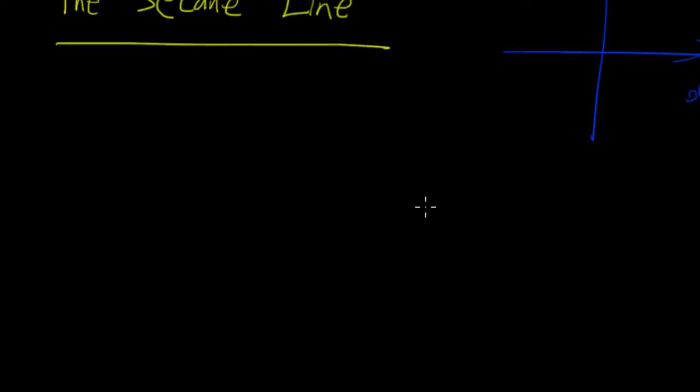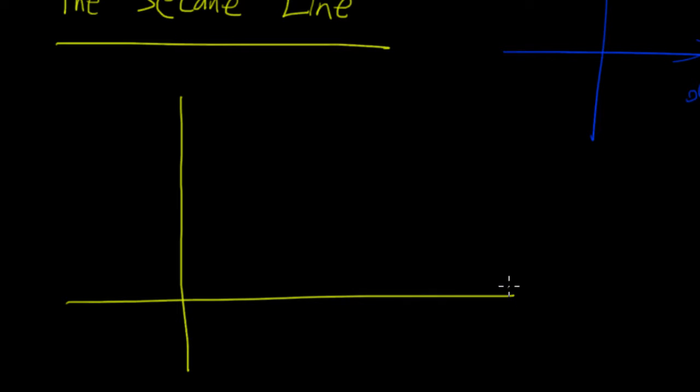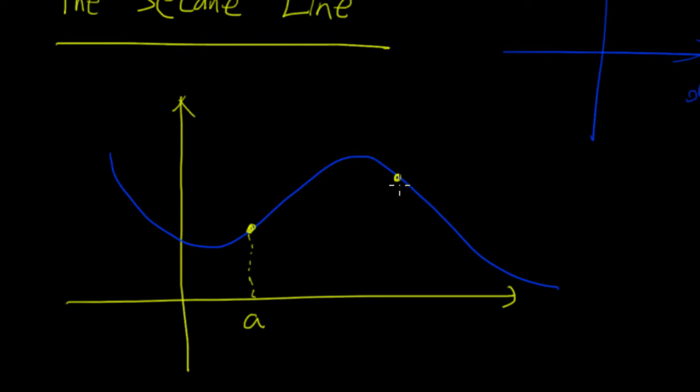So let me give you a graph first. Let's say you have this function, and you would like to see the average rate of change from this point to this point. Let's say this point is A. Let's say this point is B.